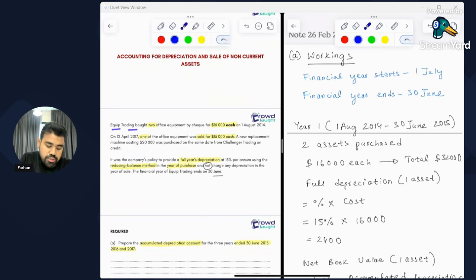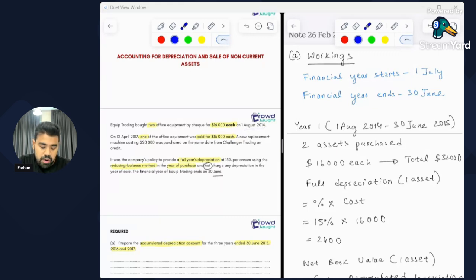Equip Trading bought two office equipment by check for $16,000 each on 1 August 2014. All right, so we're working with a business which purchased two assets, and each of these assets cost $16,000. So altogether, the business paid $32,000, and these assets were purchased on 1 August 2014.